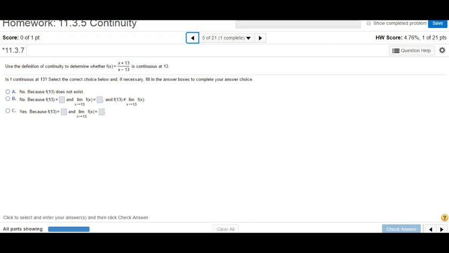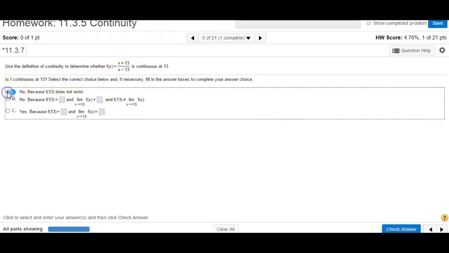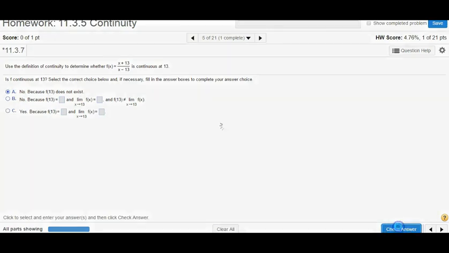Here's an example where we do see a discontinuity because we're asked to evaluate this at 13, and the problem with plugging 13 in is that it makes the denominator of the function equal to 0. And there's no way for us to cancel this out because we don't have any factoring steps we can use on x plus 13 or x minus 13. So there's just no way to get around this. And that means f of 13 does not exist. It's not on the graph.